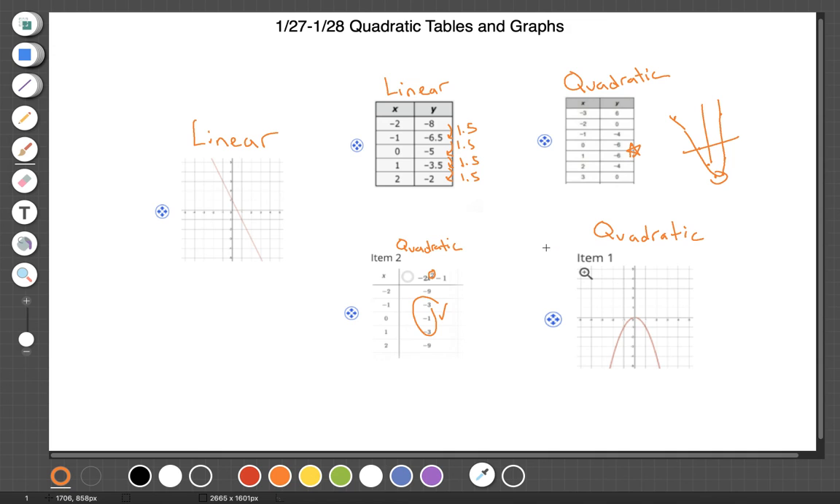So there you go. Hopefully you're starting to understand the differences between these. Should set you up good for next week. You have an exit ticket. Make sure you get the exit ticket done. Remember, that is the grade for the week, is the exit ticket.